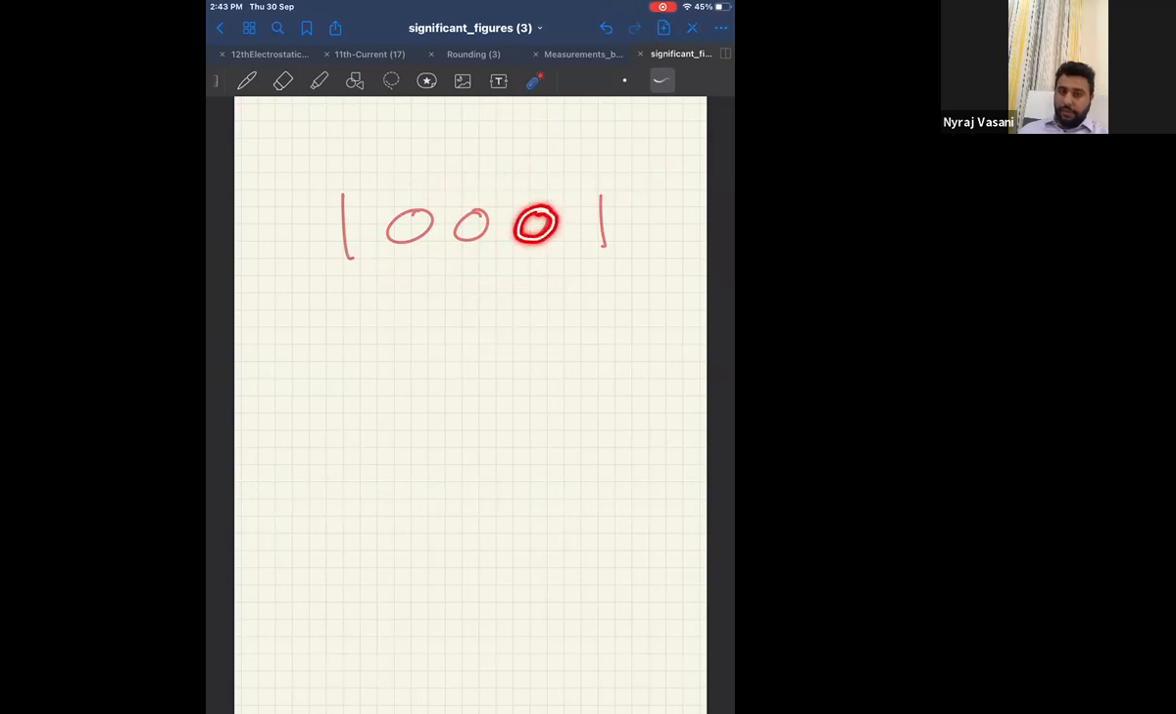Now this 0, does it have a non-zero number on the left? Yes. Does it have a non-zero number on the right? Yes. Therefore, even this 0 is significant. Therefore, the number of significant figures in this particular question is 1, 2, 3, 4, 5. Now, if there is a decimal point, that also does not matter. A decimal point may be there, may not be there. This rule does not get affected by the decimal point. Even rule number 1 does not get affected by the decimal point. Even rule number 2 does not get affected by the decimal point.